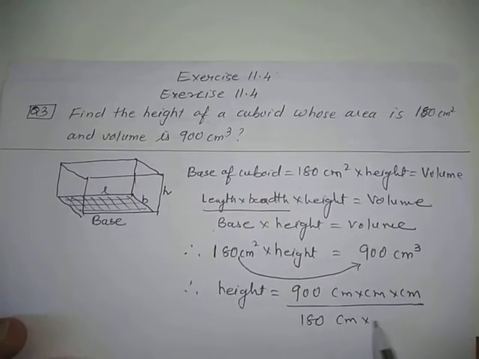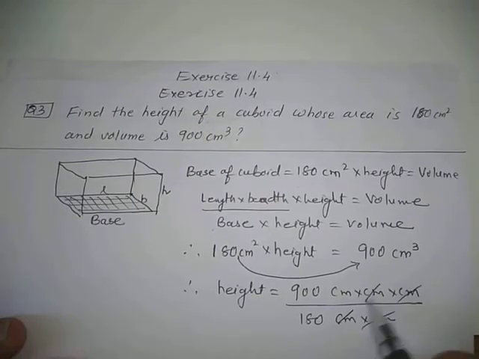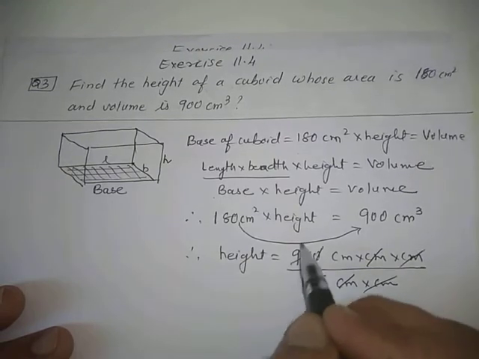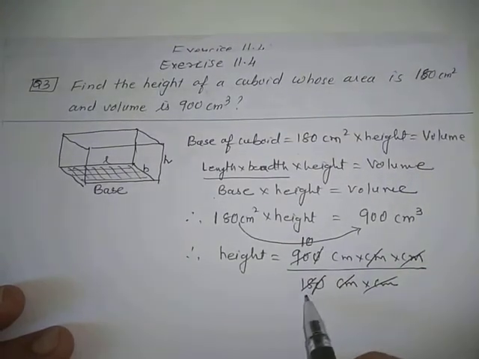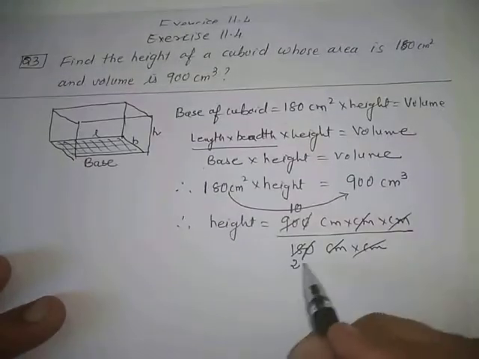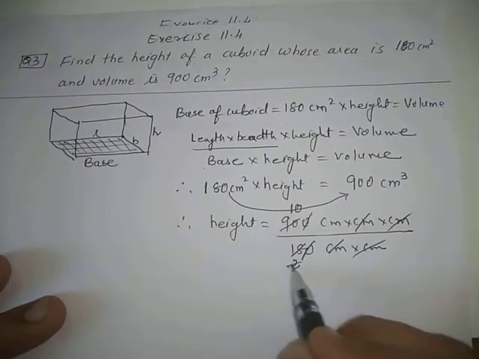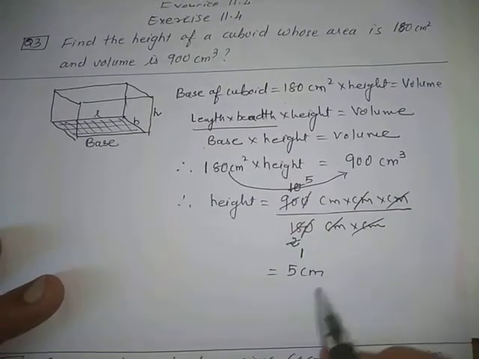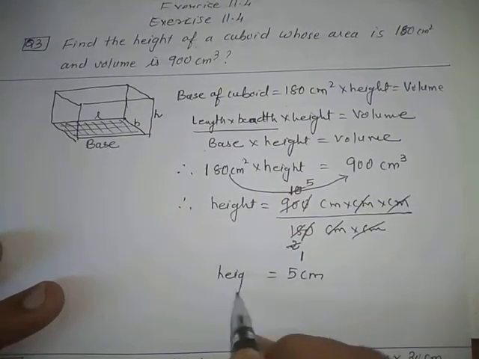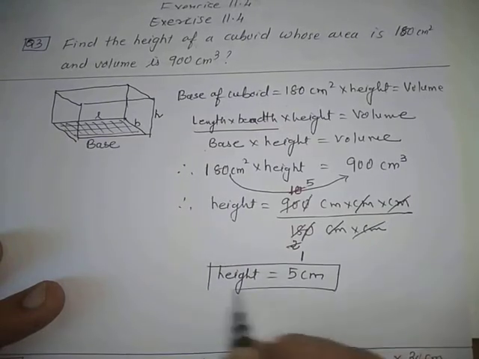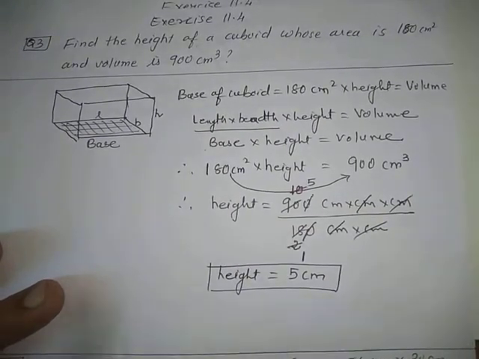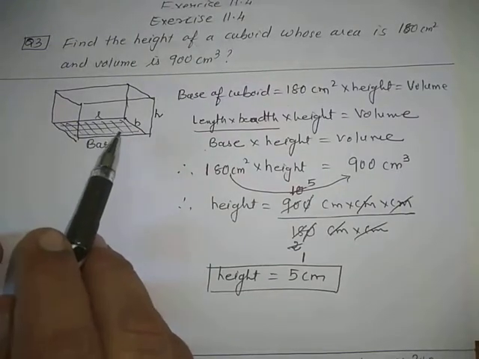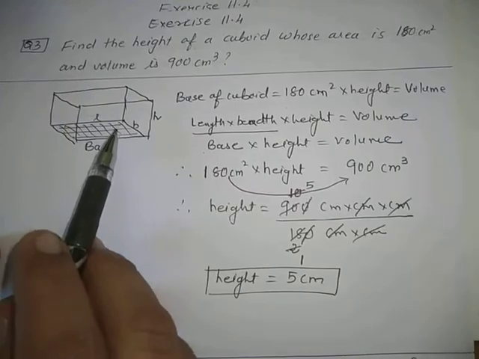Centimeter square means centimeter two times. So if we divide it, the zeros get cancelled, 9 tens are 90 and 9 twos are 18. Again we can cut it out, 2 ones are 2 and 2 fives are 10. So 5 centimeter. So height is equal to 5 centimeter of this cuboid shape. Hope so. This is a very important type of sum. Please try to do it.